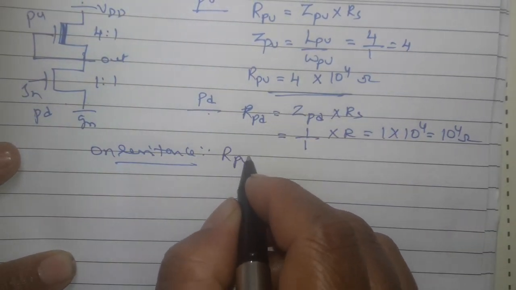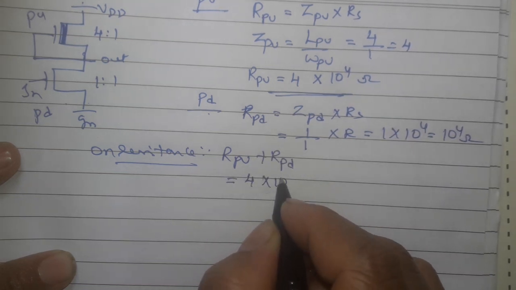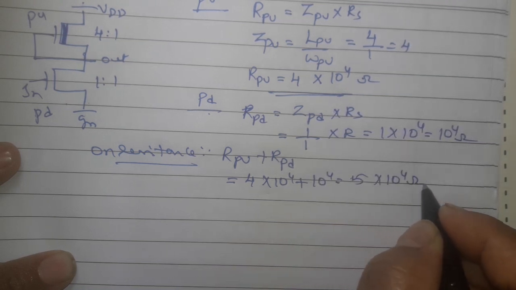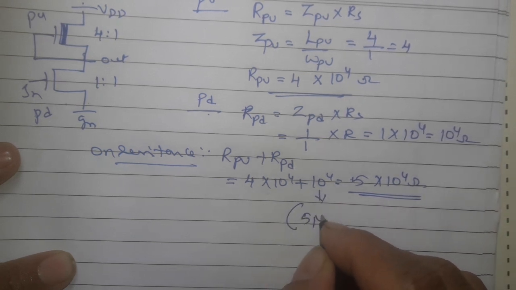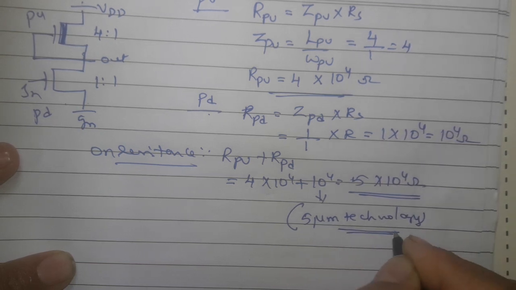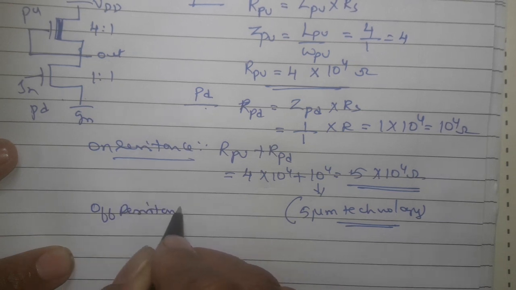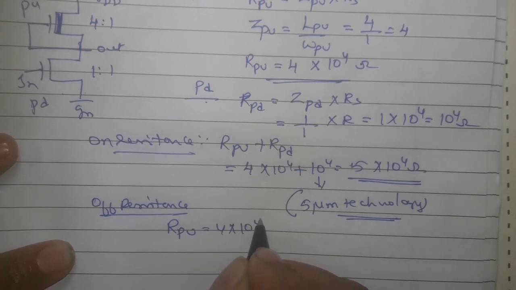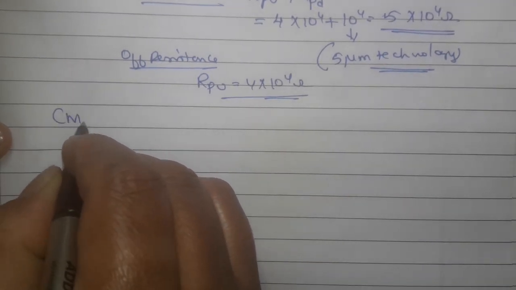So, that is R pull up plus R pull down, that is 4 into 10 to the power 4 plus 10 to the power 4. So, that is 5 into 10 to the power 4 ohms, and this value 10 to the power 4 is standard value for your 5 micrometer technology. As the technology changes, the sheet resistance also changes. And what is your off resistance? Off resistance will be only pull up, that is 4 into 10 to the power 4 ohms. Next, we will see how to calculate resistance for a CMOS inverter.